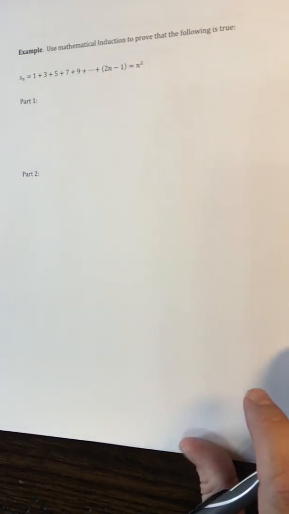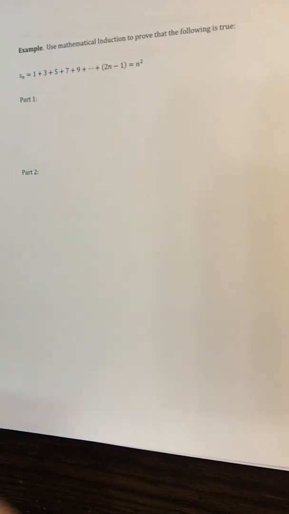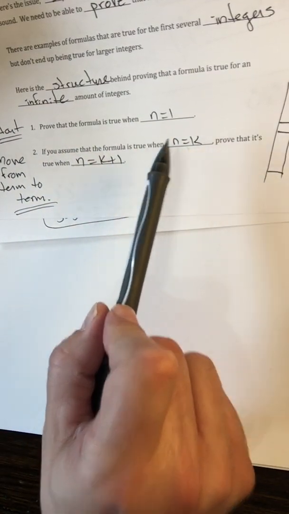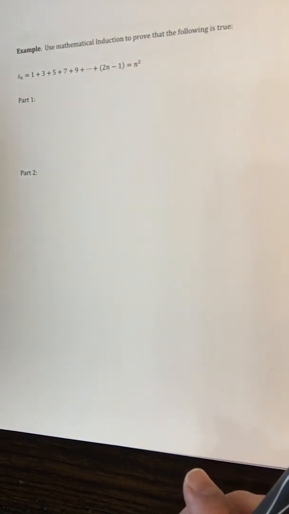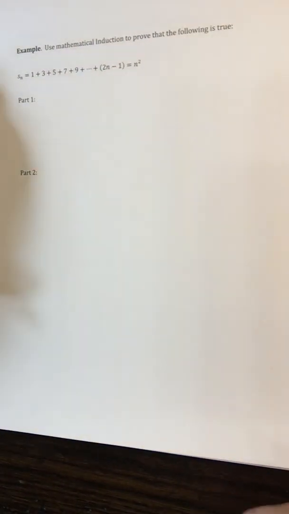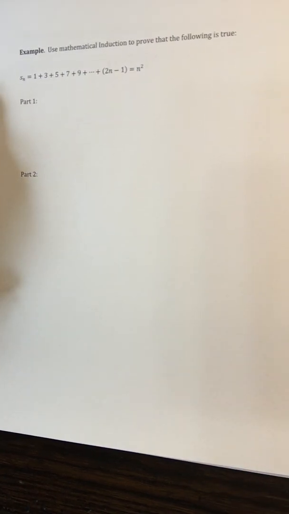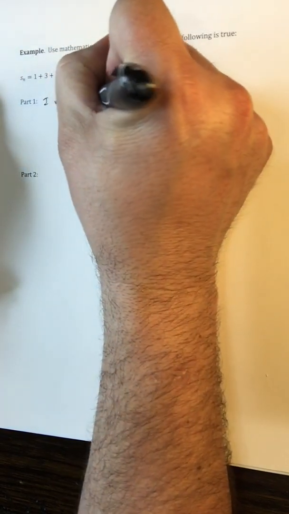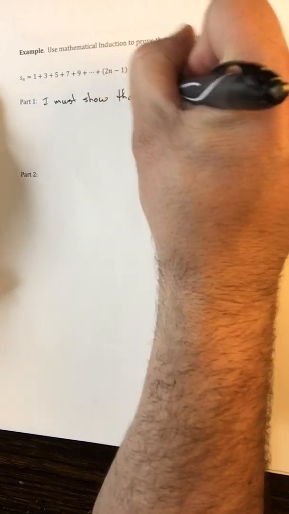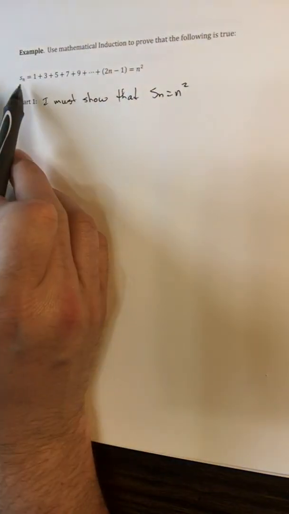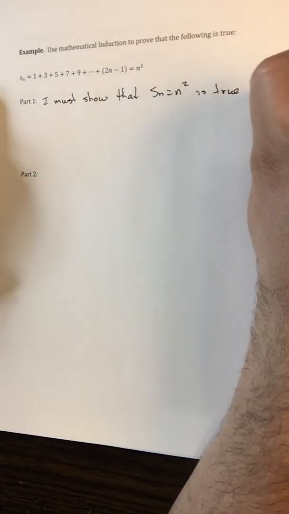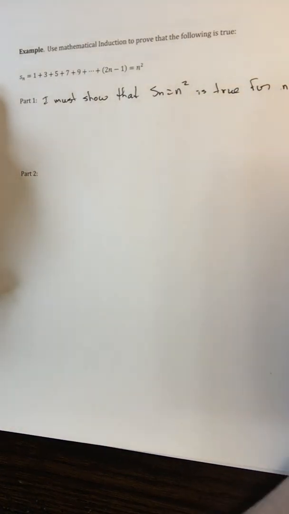Here we go, the next page. Use mathematical induction to prove that the following is true. Well, look what I got to do. I got to show that the formula is true when n equals 1. And I got to assume it's true for n equals k. I got to prove it's true for k plus 1. All right, guys, this is weird. And I'm going to write it out in sentences, too, which also bothers you. You ready? Here we go. I must show that S sub n equals n squared, because that's what we're really saying. The sum is equal to n squared, is true for n equals 1. That's what I got to show.